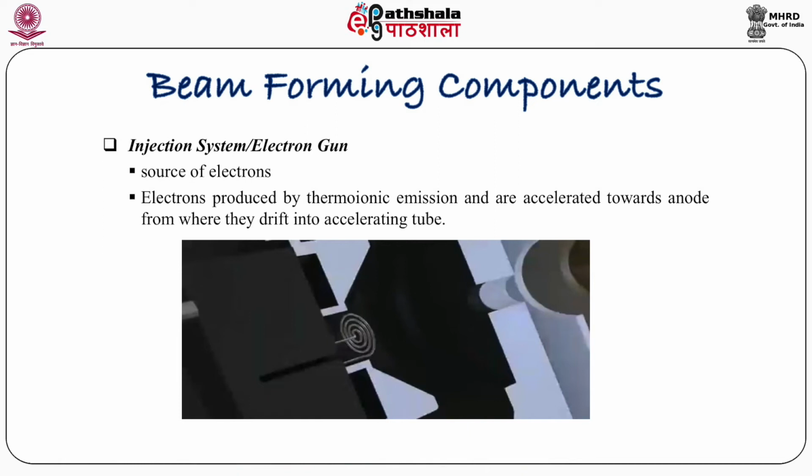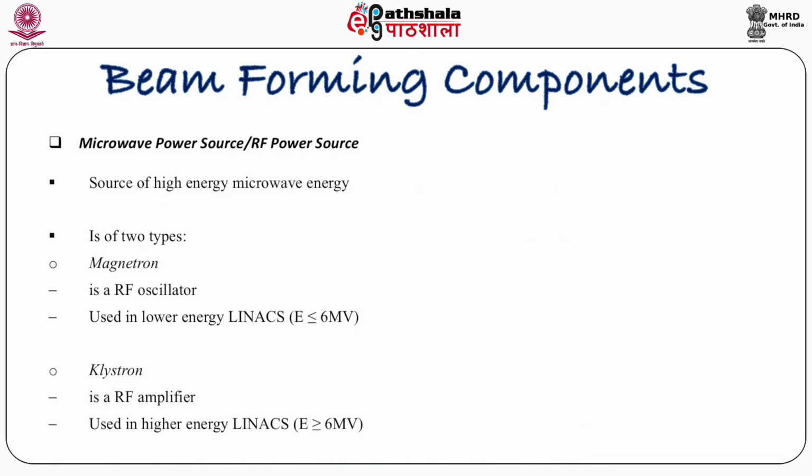They are injected into the accelerating microwave power source, or RF power source, of high energy microwave energy. With the help of this, the electrons' energy is increased. This is of two types: the magnetron, which is an RF oscillator used in lower energy linear accelerators, and the second source, the klystron, which is an RF amplifier used in high energy linear accelerators when the energy is more than 6 MeV.